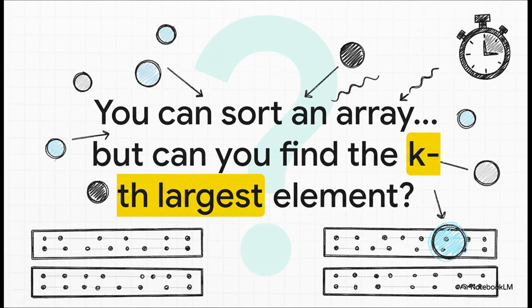Awesome. But let me leave you with one last thought. What if you don't need to sort the whole thing? What if all you need is, say, the 5th largest number, or the 100th smallest? Well, it turns out that partitioning logic we just learned is the secret to solving that problem even faster than a full sort. But that's a story for another time.